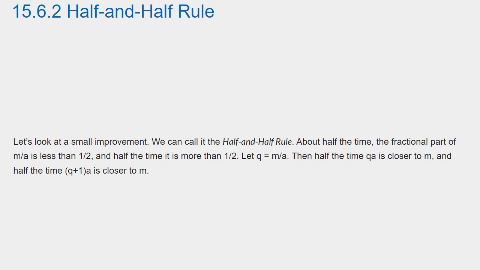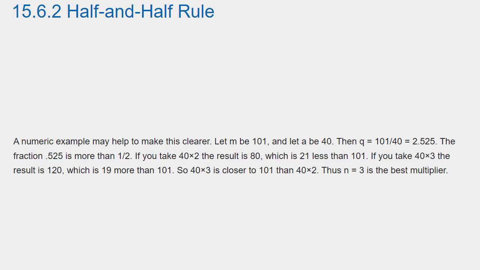Section 15.6.2. Half and half rule. Let's look at a small improvement. We can call it the half and half rule. About half the time the fractional part of m over a is less than 1/2, and half the time it is more than 1/2. Let q equal m over a. Then half the time qa is closer to m, and half the time (q plus 1)a is closer to m. A numeric example may help to make this clearer.